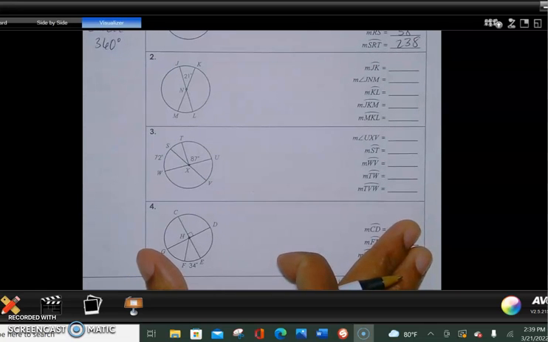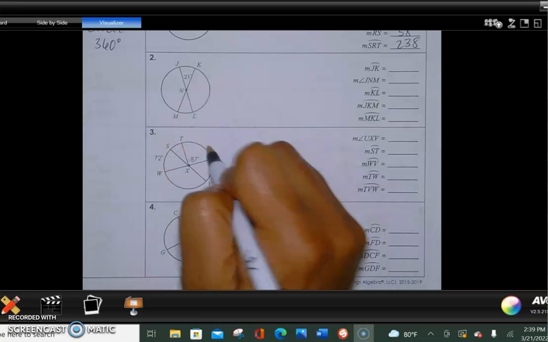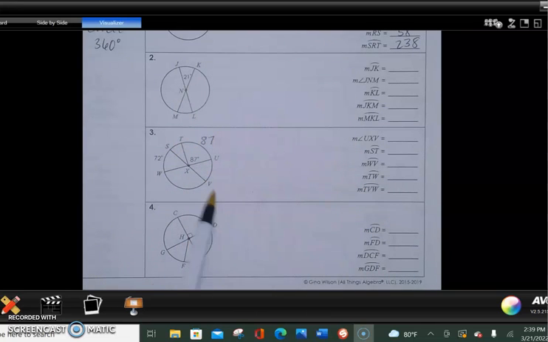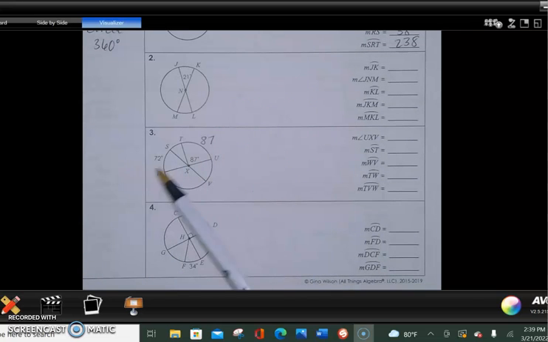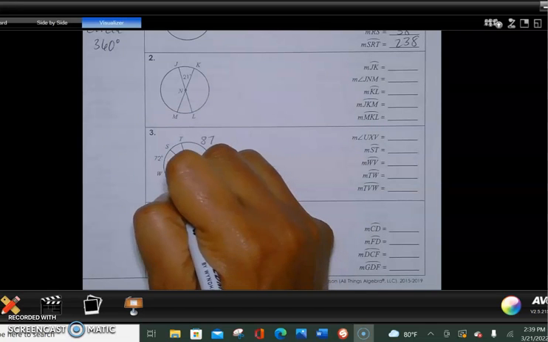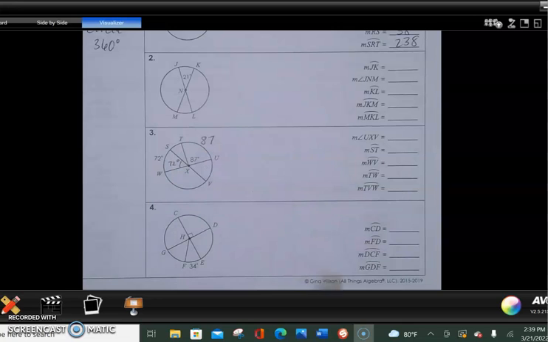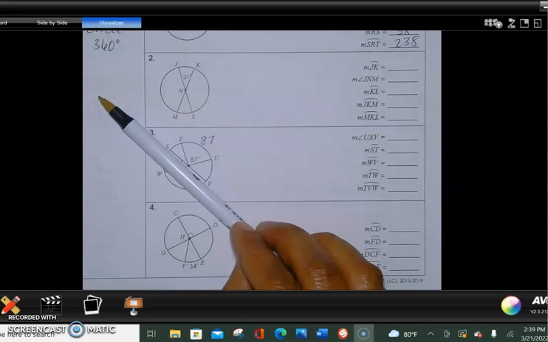Number three. So we already know that arc TU is 87. So I'm just going to write that on the outside because the central angle here is 87. Okay. And again, I try to be a little clever, and then they also told you this piece here was 72, so I'm going to transfer that right here, it is 72 degrees. But I try to be a little clever at cutting my circle in half, so I hope you guys can see that.